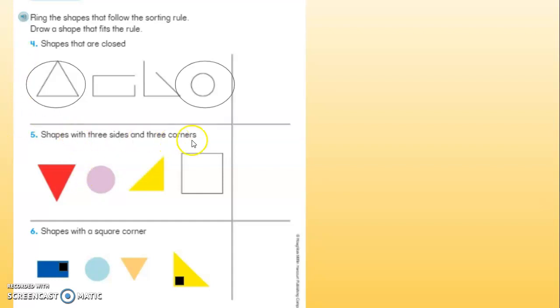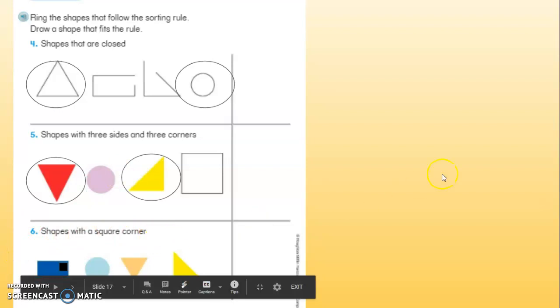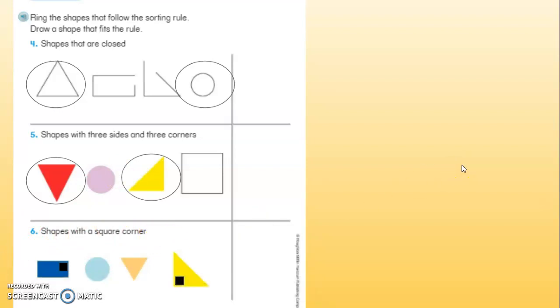Shapes with 3 sides and 3 corners. That's called a triangle. That one, can you find another one? Very good. Shapes with a square corner. Find 2 shapes with a square corner. There's one, and there's the other one. You did a great job.